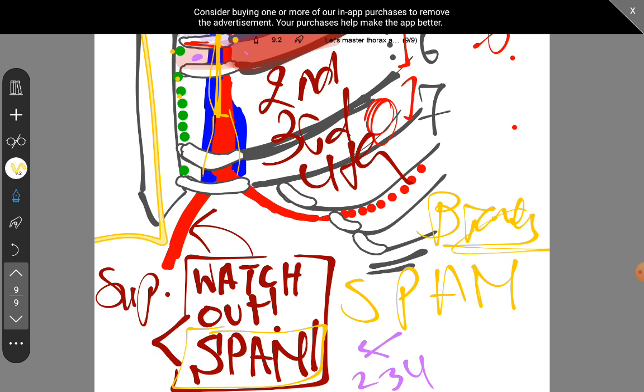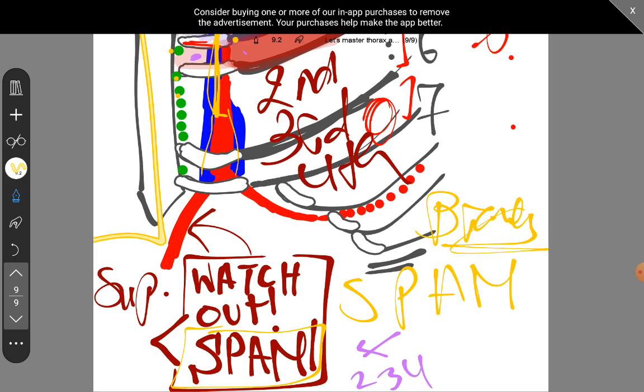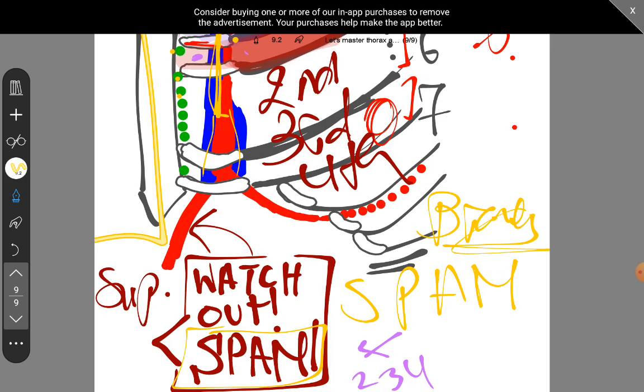And then P, perforating branches. Okay, and they arise in the upper 6 spaces. They perforate the internal intercostal muscle, anterior intercostal membrane, pectoralis major muscle, and in the second, third, and fourth spaces to supply the medial part of the mammary gland.